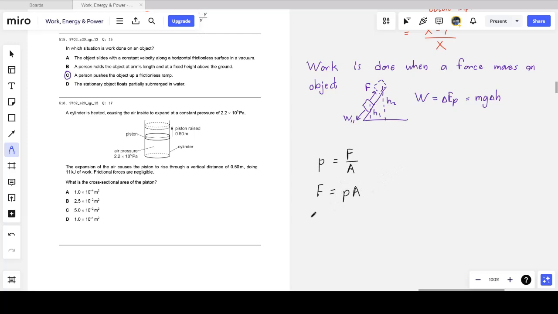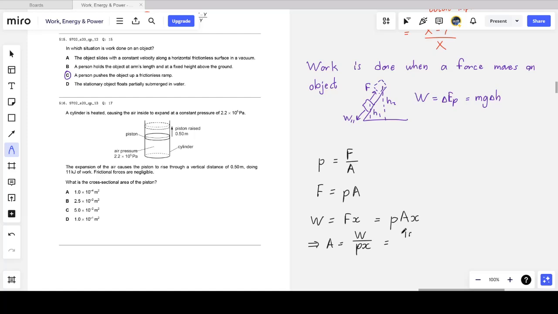But wait a minute, the work done on the piston is the force times the distance in the direction that the force is applied. Force is applied upward, the piston moves upward. So it's the same force I've been talking about. It's the pressure times the area times that distance. These are all things that we know. So the area is the work done divided by the pressure times the distance. And I have these values.